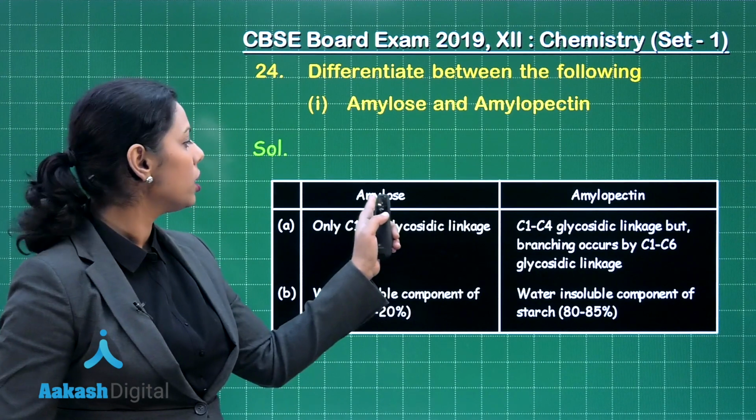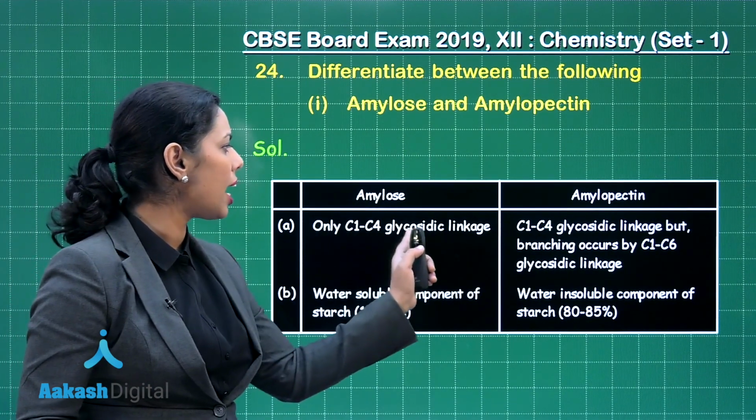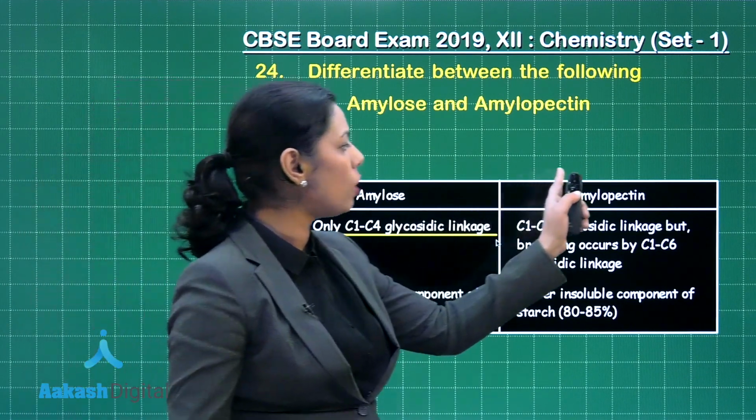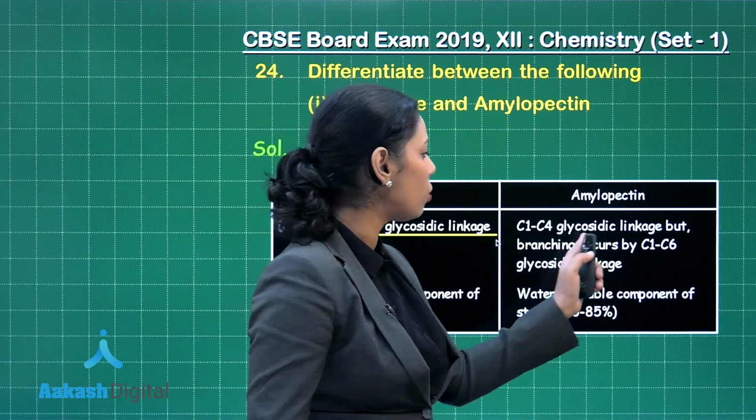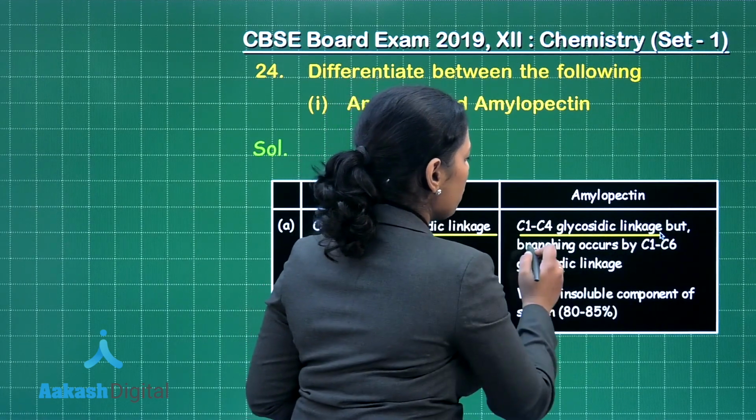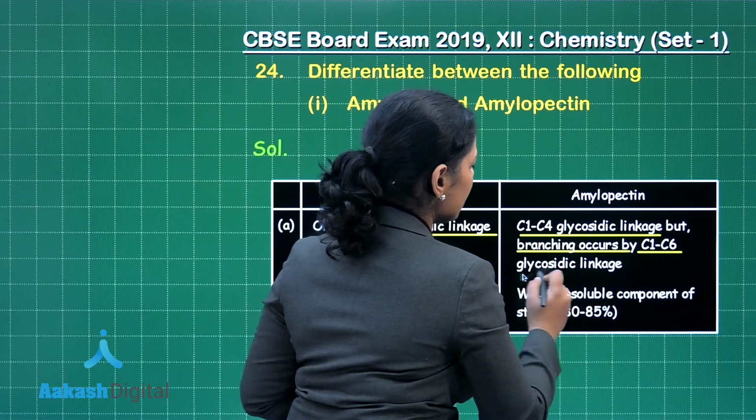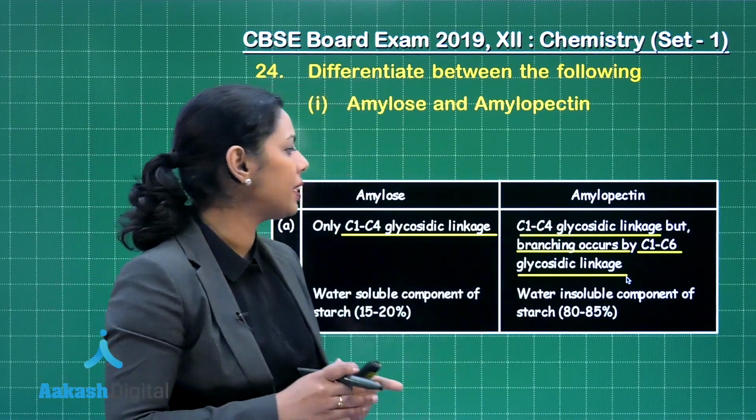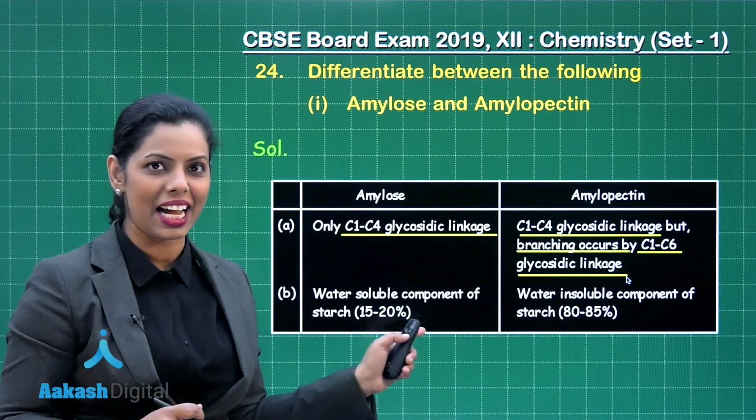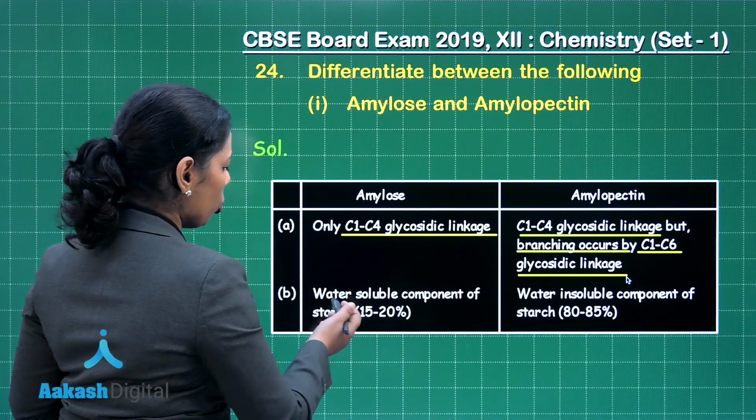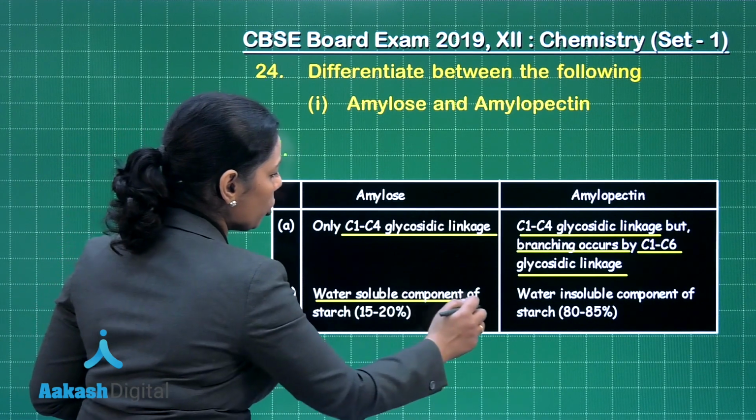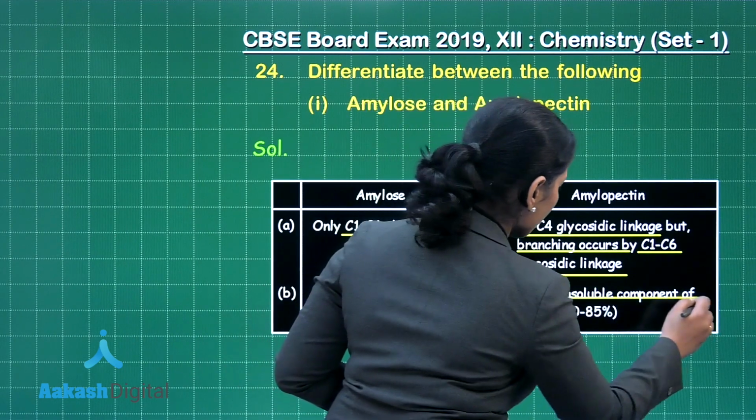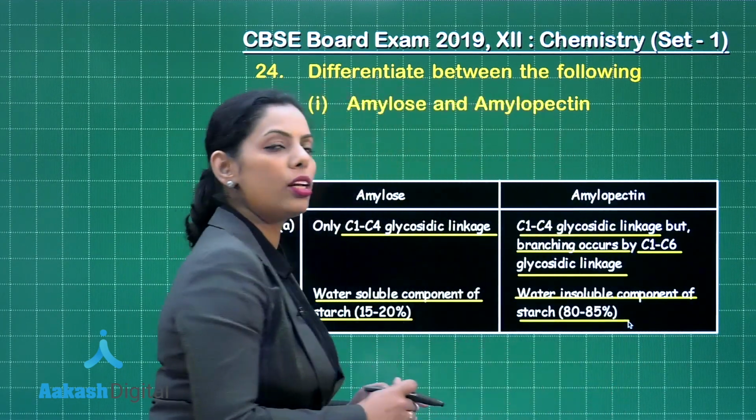In case of amylose, there is a C1 to C4 glycosidic linkage, while in case of amylopectin, there is a C1 to C4 glycosidic linkage, but branching occurs by C1 to C6 glycosidic linkage. You should know that both amylose and amylopectin are components of starch. Further, you can also write one more difference, that the water soluble component of starch is amylose, while the water insoluble component of starch is amylopectin. This can also be the difference.